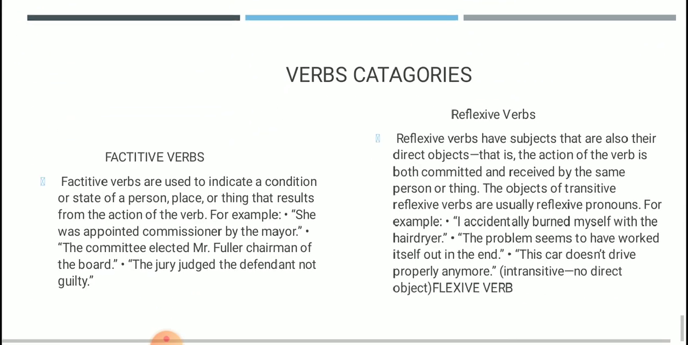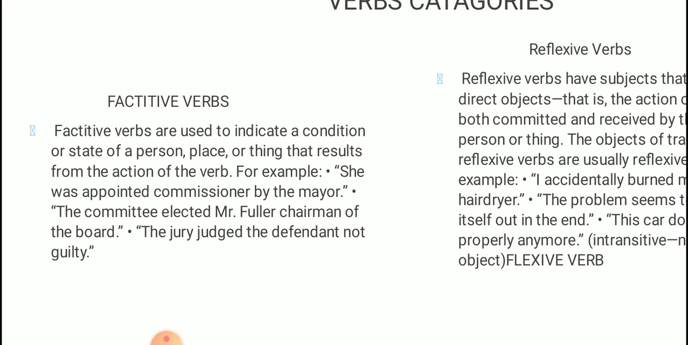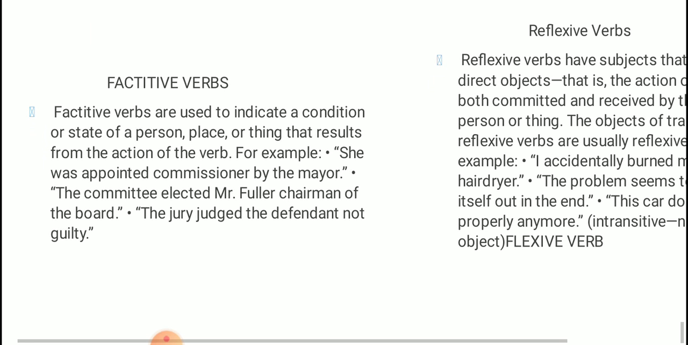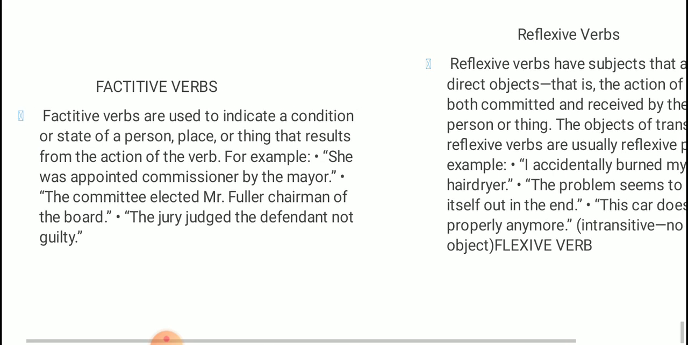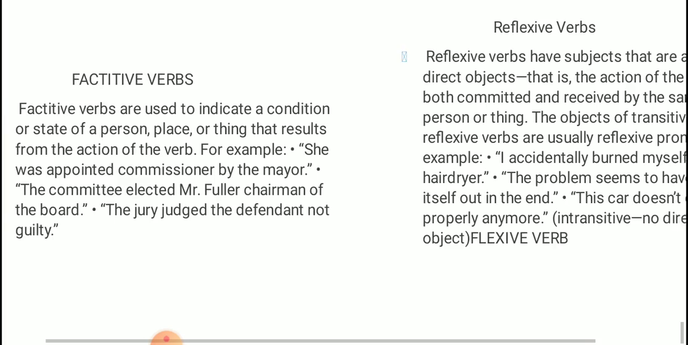Then you have the last two categories. One is factitive verbs. Factitive verbs are used to indicate a condition or state of a person, place, or thing that results from the action of a verb. For example, she was appointed commissioner by the mayor. The committee elected Mr. Fuller chairman of the board. The jury judged the defendant not guilty.